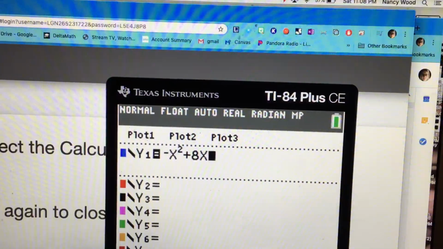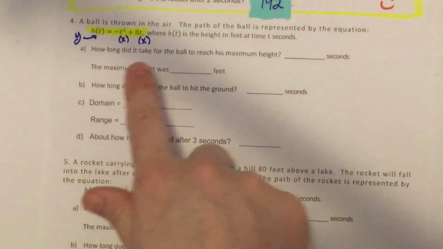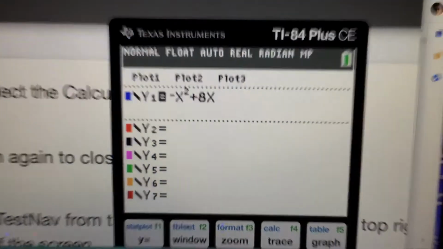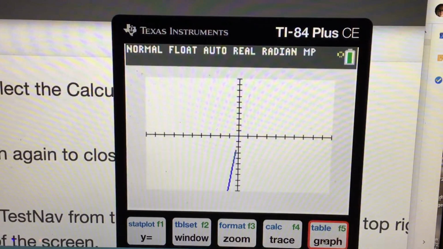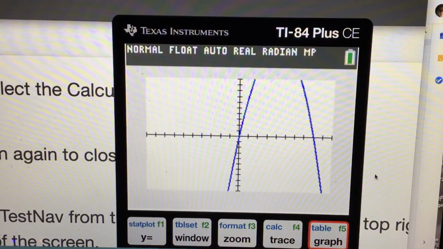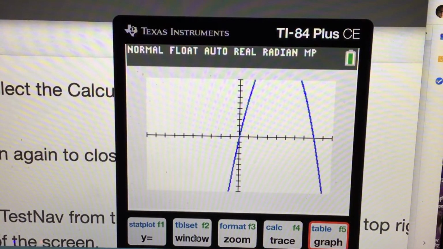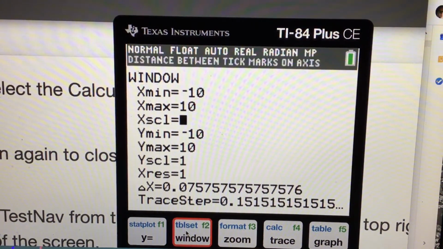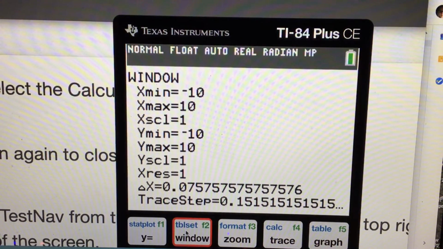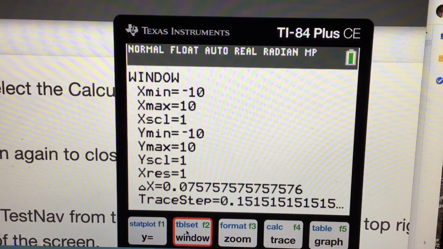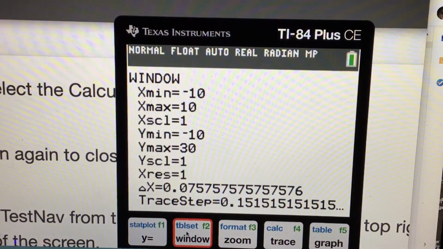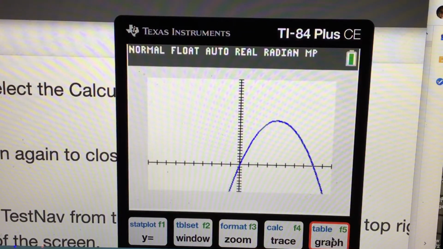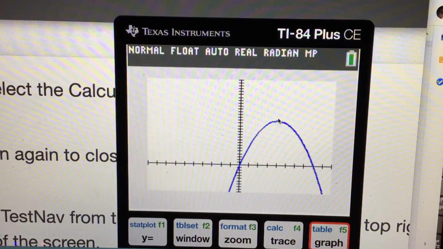All right, so my first question says, how long did it take for the ball to reach its maximum height? Well, the maximum height is its vertex, right? So let's hit graph and see if we can see the vertex today. Nope, not quite. All right, I need to see higher. So let's go to our window, and to see higher, where do I go? Y max. All right, it doesn't look like I have to go too high because it looks like I could almost see it. I'm just going to make it a 30. You can make it whatever you want. Let's see if I can see it. I can.